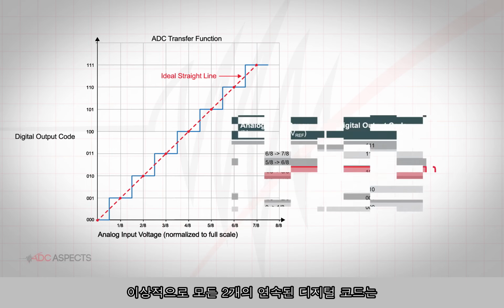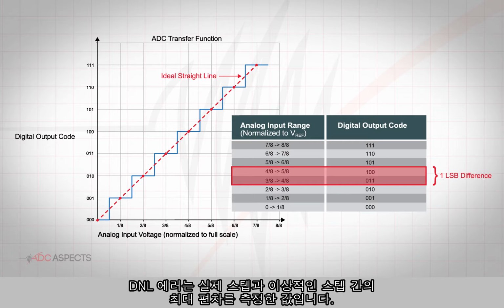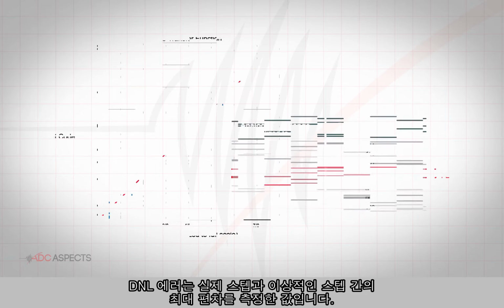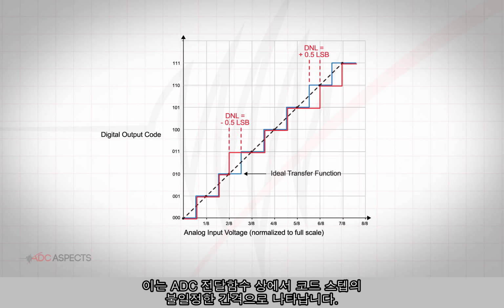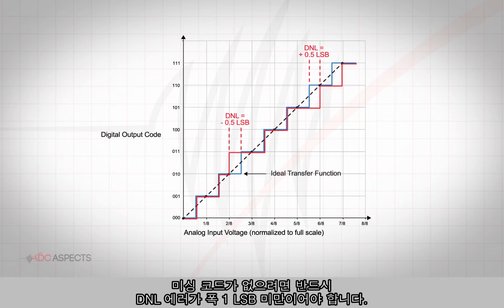Ideally, any two adjacent digital codes correspond to input analog voltages that are exactly 1 LSB apart. DNL error is the measure of the maximum deviation between actual steps and the ideal steps. This can be observed on the ADC transfer function as uneven spacing of the code steps. The presented figure shows areas where the DNL error is -0.5 LSB and +0.5 LSB. It is important for the DNL error to be less than 1 LSB in magnitude to guarantee no missing codes.